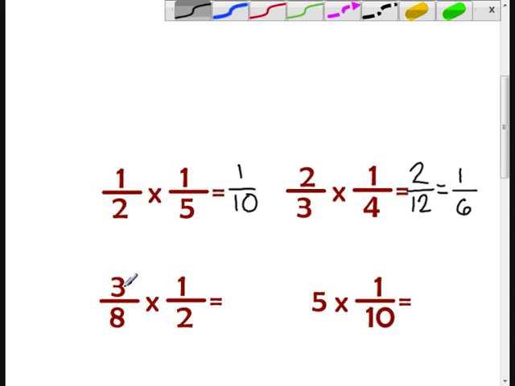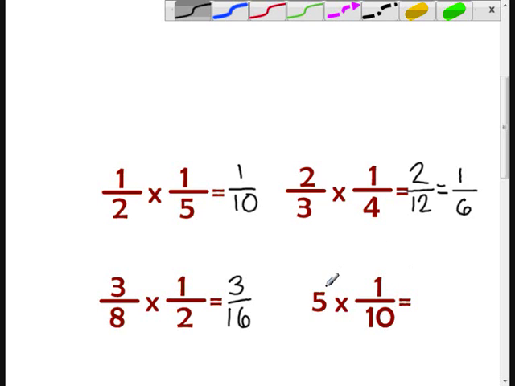Now let's look at the next one. 3 times 1 equals 3, and 8 times 2 equals 16. And now we have a different sort of problem because we've got a whole number and a fraction. Now remember, you can't really multiply whole numbers and fractions. You have to turn them both into the same thing. So either they'll both be whole numbers or they'll both be fractions. Now remember, the 1/10 represents a whole number that has been broken into small pieces. So we're not going to be able to put that back into a whole number.